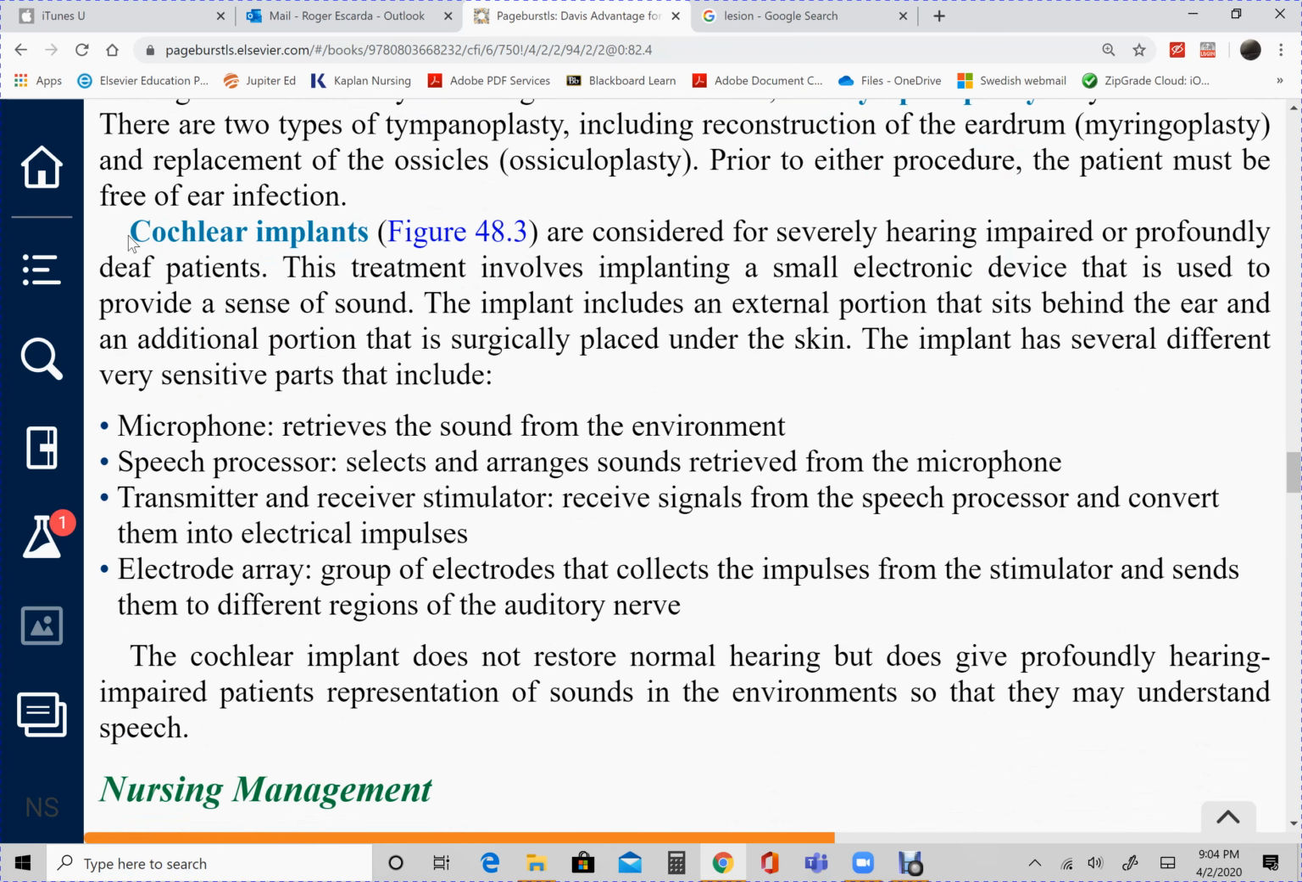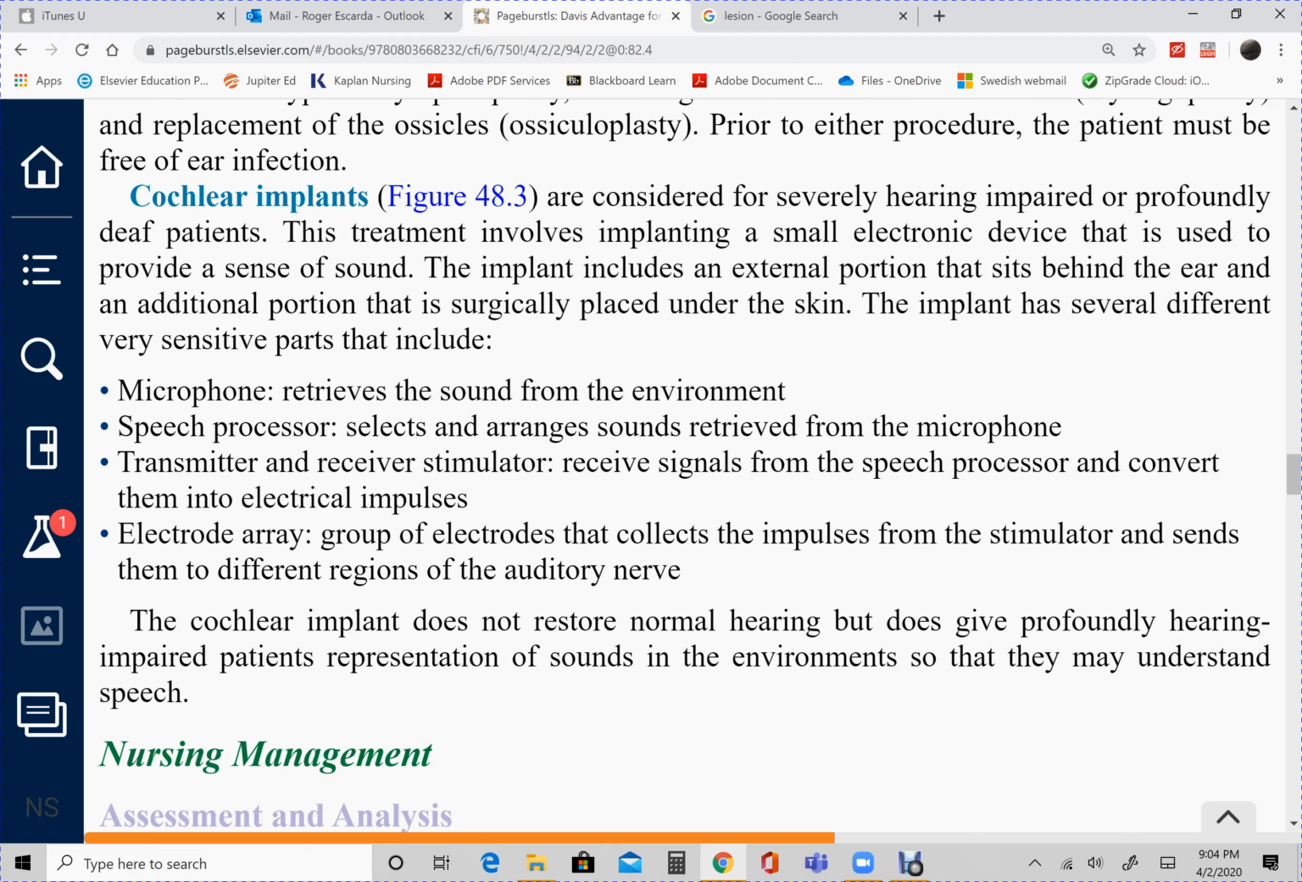Cochlear implants are more popular among the younger population, usually those with congenital defects. Usually if the patient has some mental retardation or other congenital disorders, they will have hearing problems. So for those children, they'll have cochlear implants.